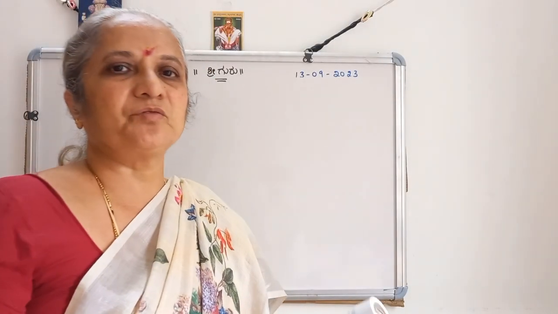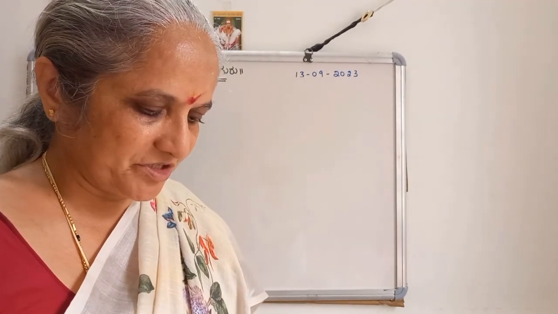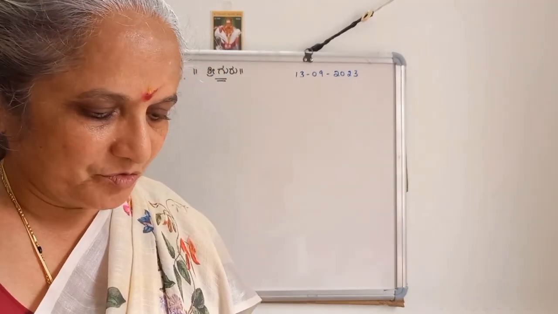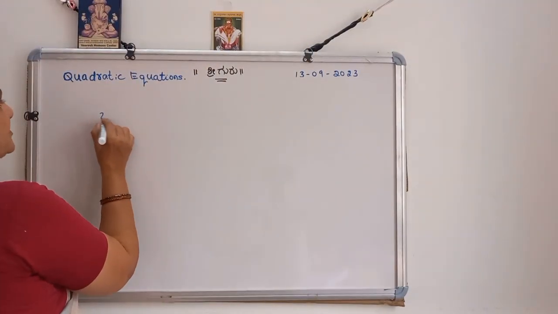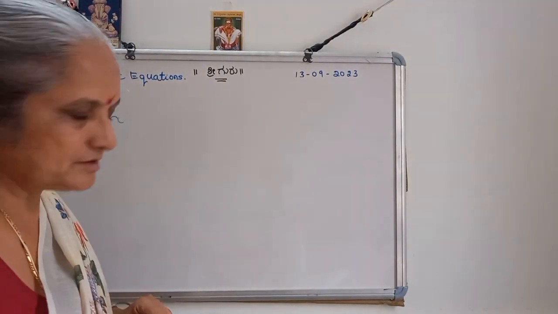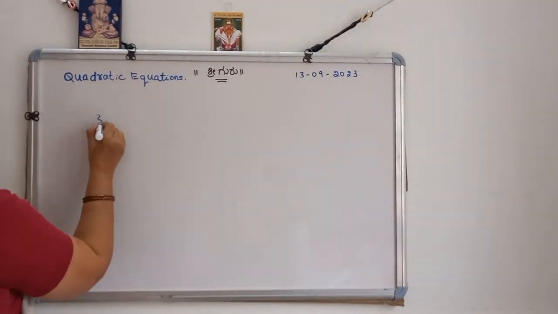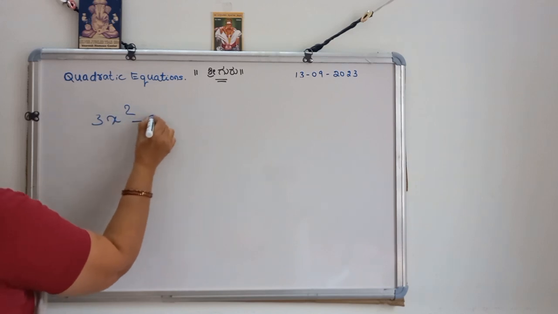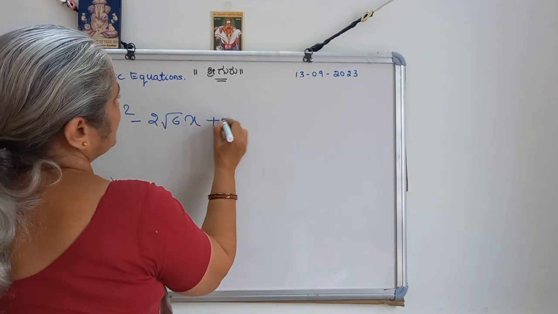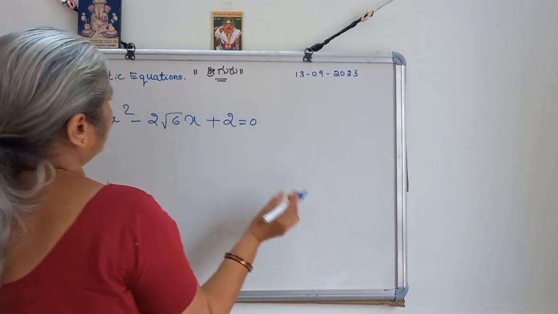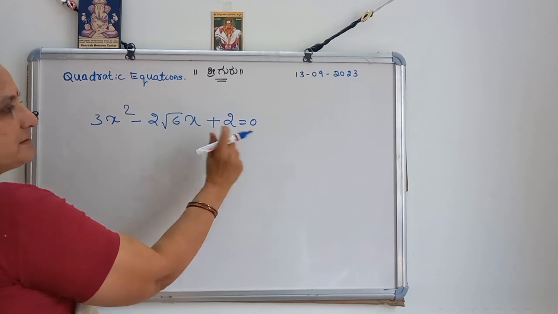Namaste children. Now the next sum. Find the roots of the quadratic equation 3x square minus 2 root 6x plus 2 is equal to 0. Here a is 3, b is minus 2 root 6, c is 2.